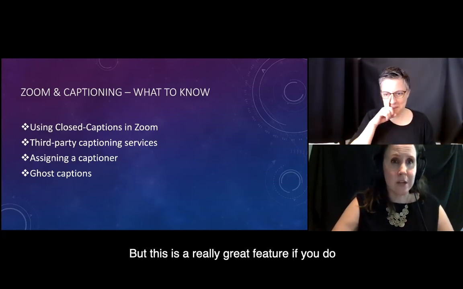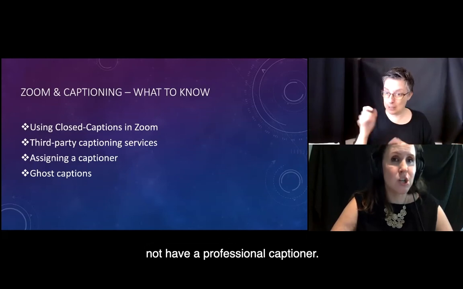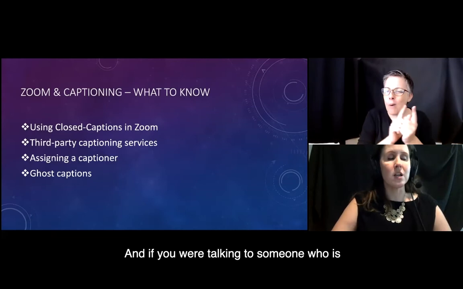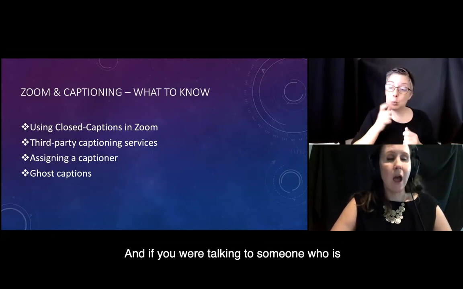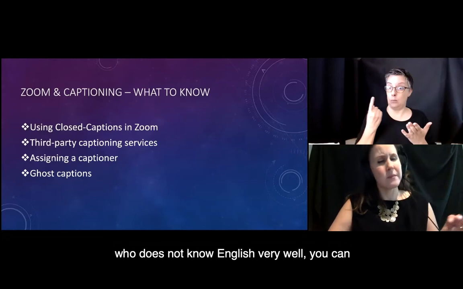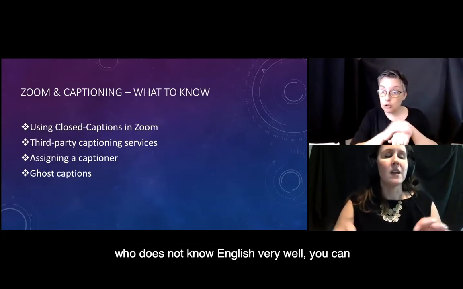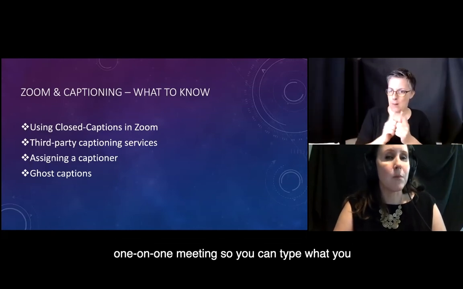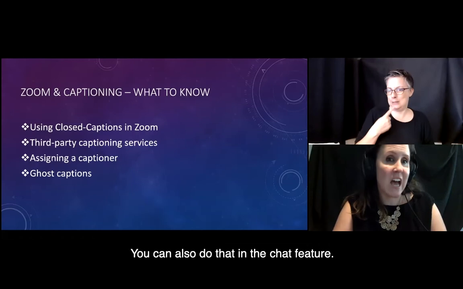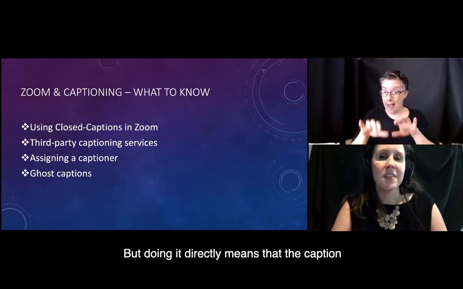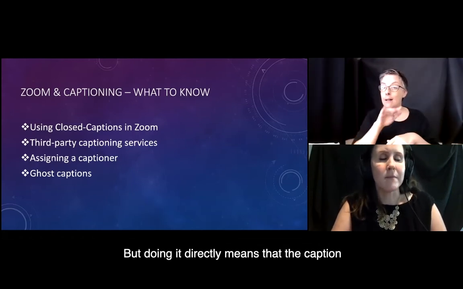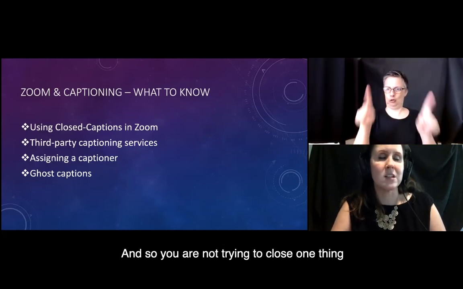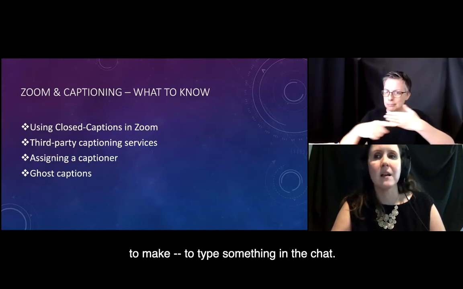But this is a really great feature if you do not have a professional captioner, or perhaps you have a very small meeting, a one-on-one meeting, and you're talking to someone who is deaf or hard of hearing, or maybe somebody who does not know English very well. You can enable the caption feature for your one-on-one meeting, so you can type what you're saying. You can also do that in the chat feature, but doing it directly means that the caption is right there over the screen with the video, and so you're not trying to close one thing to type something in the chat.